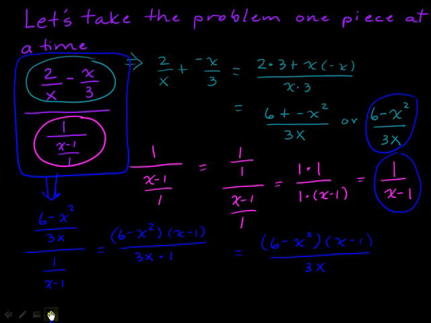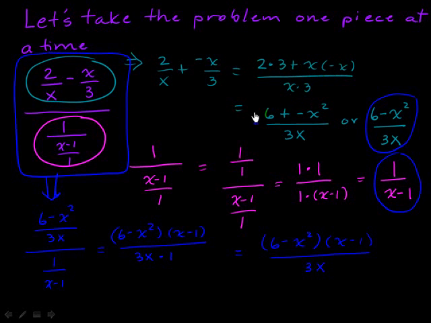So, we're going to take the problem one piece at a time. I'll begin with the numerator. I rewrite 2x minus x over 3 as 2x plus a negative x over 3. And now I can perform whip, whip, whap. 2 times 3 plus x times a minus x all over x times 3.